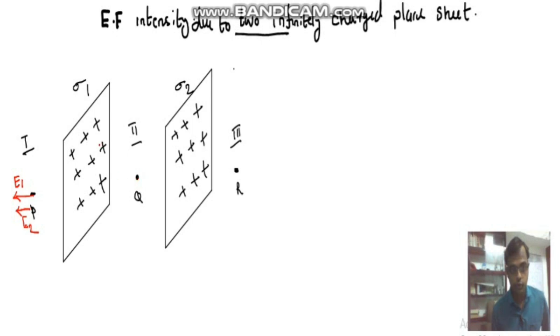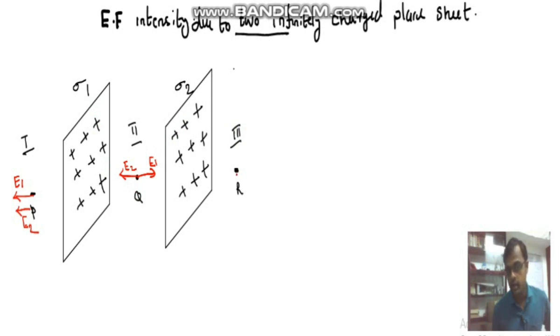Here due to the first one, that is due to sigma 1, the electric field will be acting towards the right side because this is the positively charged plate, so it will be outward. Now due to the second charged plate, that is also positive charge, the field will be acting in the opposite direction, say it as E2. So E1 and E2 may not be the same because the surface charge densities are different. Now move to the third portion.